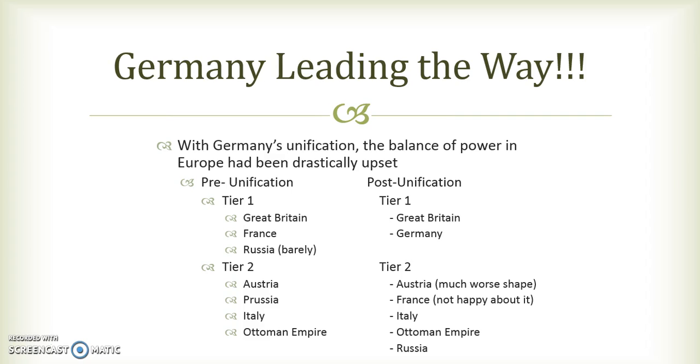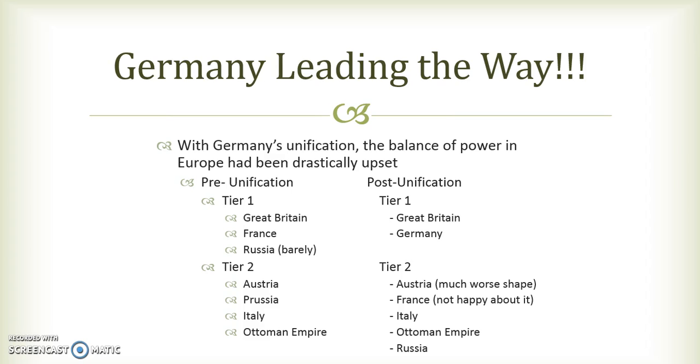And that would be your Austria, your Prussia, Italy, which did unify slightly before Germany did, and the Ottoman Empire, which is lucky it's still a part of tier 2 right now. As you guys are aware, they've pretty much been confined only to the Middle East and have lost most of Africa at this point.